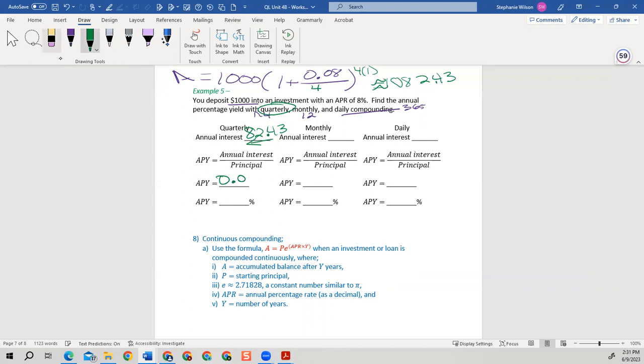And actually, let me just explain what this is telling us. We're going to take that 1,000, that's the principal, and we're going to take this 82.43 right here, plug it in as the annual interest. We're going to divide it. So 82.43 divided by 1,000 gives us this. Now we can multiply it by 100% and we get 8.243%. All right, let's do this again.